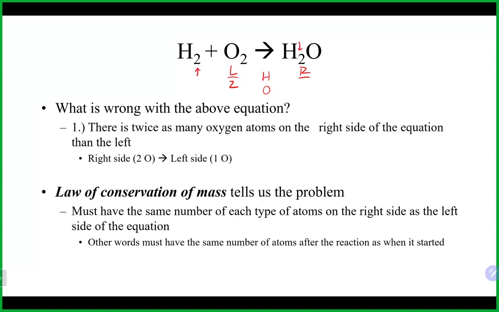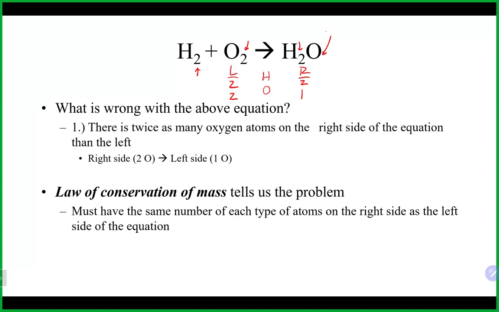There are two hydrogens on the right. On the left-hand side, there are two oxygens. On the right-hand side, there is only one oxygen. So remember, if nothing is written, it's assumed to be one. So this is an unbalanced equation, and for the most part, you should never, ever use an unbalanced equation in anything. It should always be balanced.